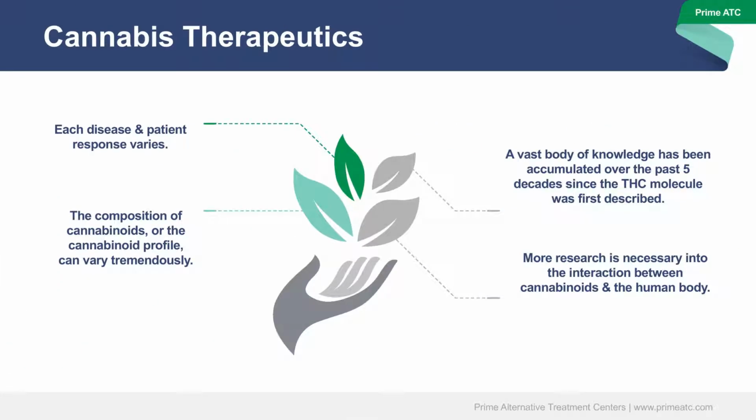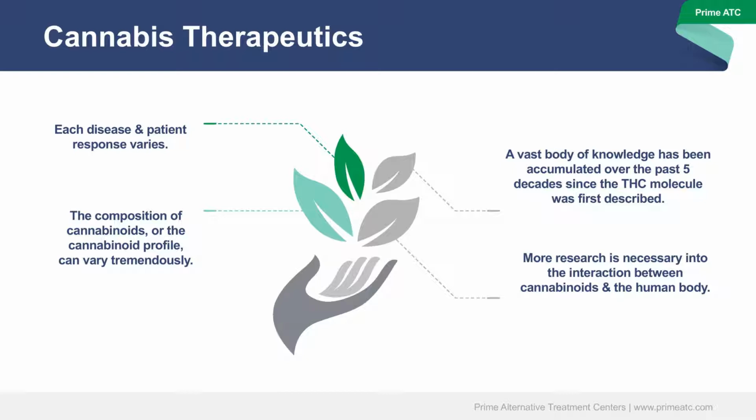Now, a word about cannabis therapeutics. Each disease and the patient's response to disease varies. Further, the composition of cannabinoids, the cannabinoid profile within a class of strain of cannabis, can vary tremendously. There is, however, a vast body of knowledge that has been accumulated over 5 decades since the THC molecule was first described. The cannabis and medical communities know enough about the effects of cannabinoids to administer CBD oil to children with epilepsy and THC to Crohn's patients.